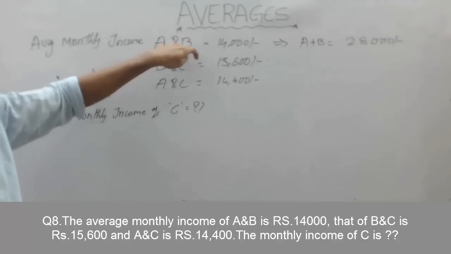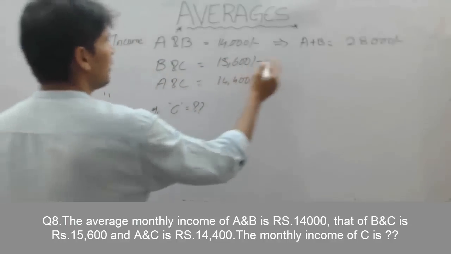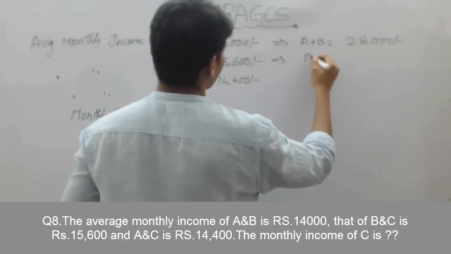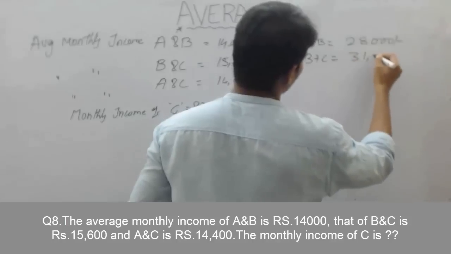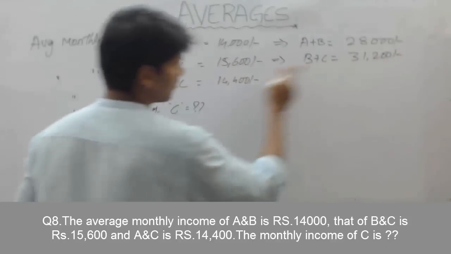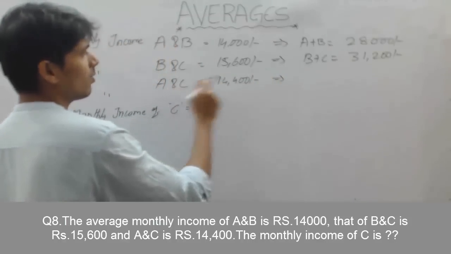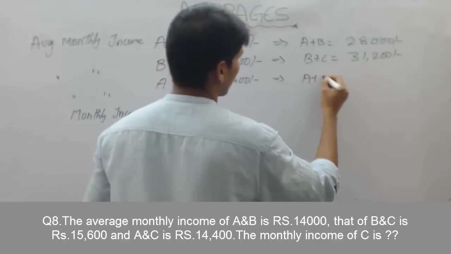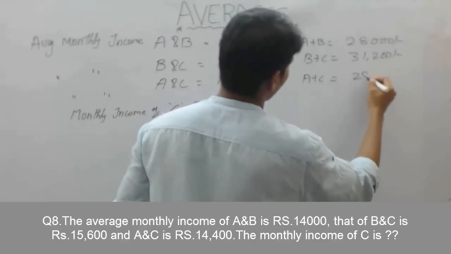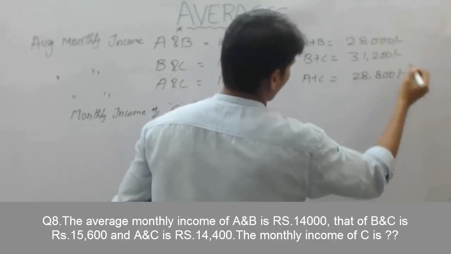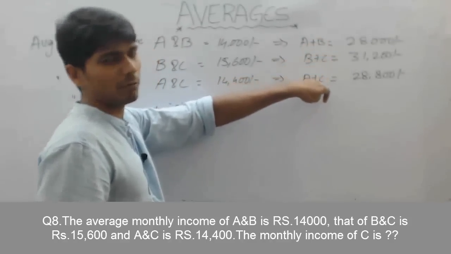So if A and B, how much will the total amount be? 28,000 per month. Similarly B and C, how much are they going to get? 15,600 into 2, that is 31,200. This is the monthly income of both B and C. So now the monthly income of A and C, how do you get it? 14,400 into 2, 28,800. So this is the one month income of A and B, this is B and C, and this is the one month income of A and C.